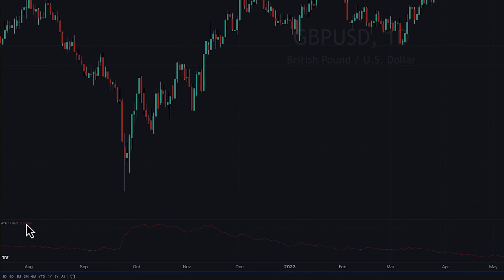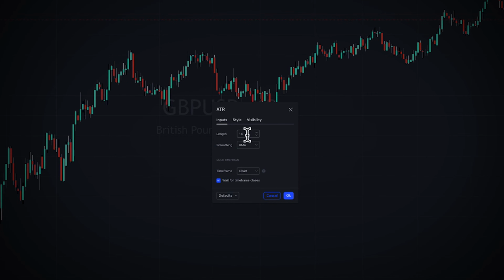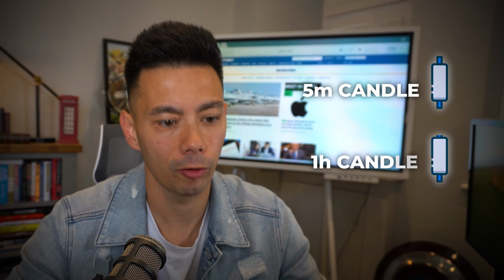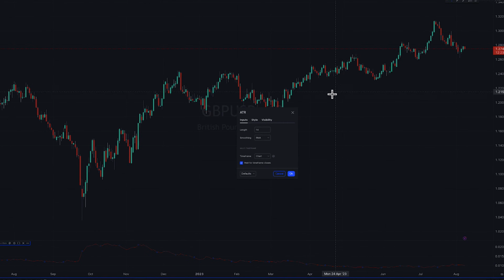Then I'm going to go down here and change some of the settings. It typically comes out at about 14 periods. If I go into settings here, you'll see in the inputs the length is at 14 periods. That's if I'm on a daily chart, which is what I want to use to measure the average true range. I don't want the average true range of a 5-minute candle or a 1-hour candle or anything like that. I want the average daily range. So I'm on the daily chart here for a minute.